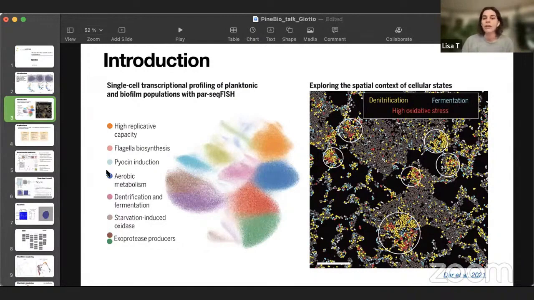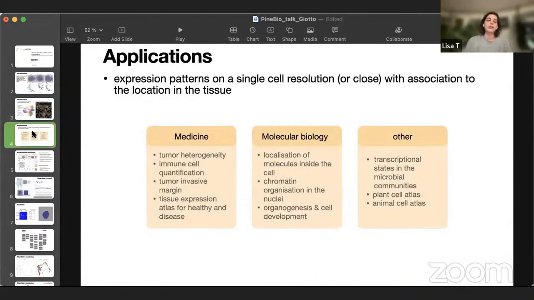Of course, it's not the only application of spatial transcriptomics. It's used a lot in medicine, for example, in studies of cancer, because a tumor is very heterogeneous and there are different clones. Some parts are evolving faster, and of course, we can see some differences in expression. Also, it's very useful to identify the invasive margin of the tumor and how the cells in this cancer interact with normal cells.